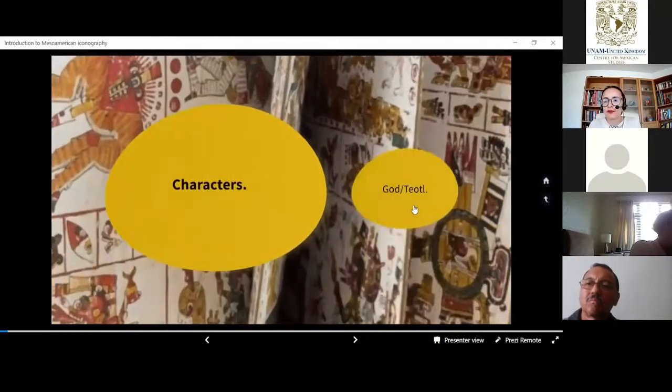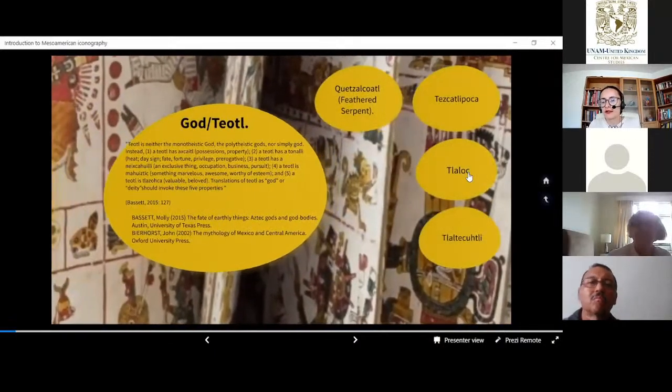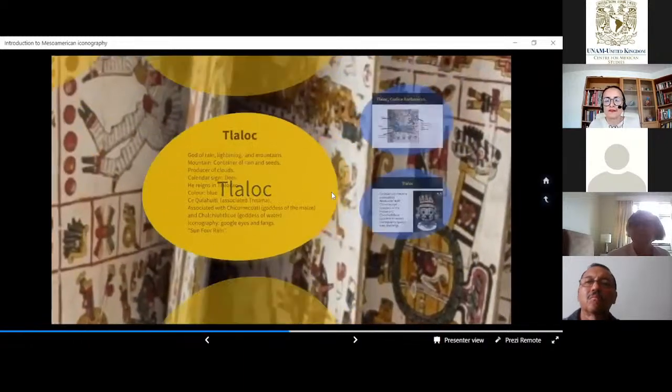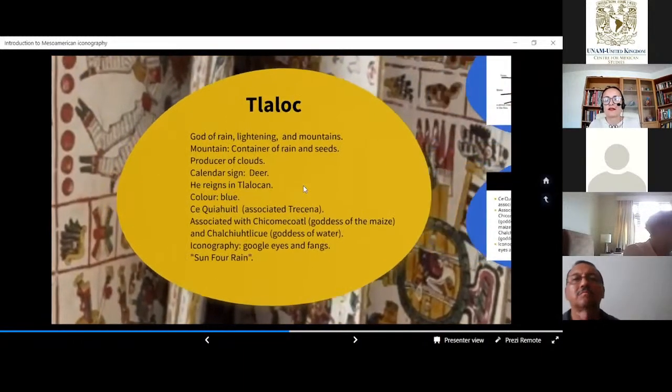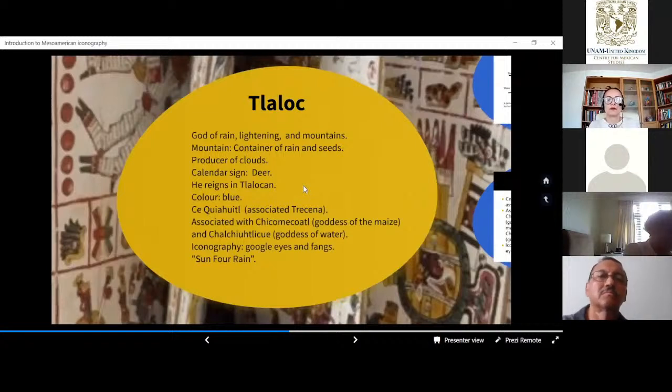Also, to show you some other example, we have a god that is very easy to identify, that is Tlaloc, the god of the rain, lightning, and the mountains. He is also the earth, the soil, and a container of rain and seeds, producing clouds. His calendar sign is the deer. He reigns over a place called Tlalocan, the afterlife where people who died from lightning or diseases related to water go, and his color is blue.